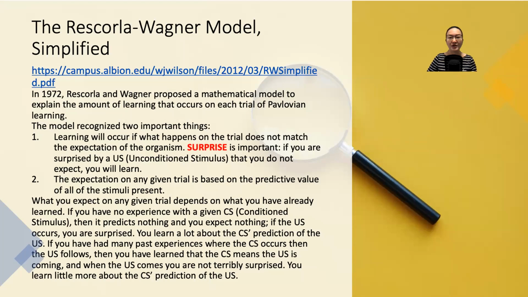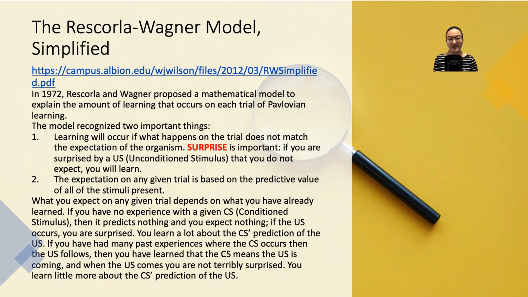The Rescorla-Wagner model simplified. In 1972, Rescorla and Wagner proposed a mathematical model to explain the amount of learning that occurs on each trial in Pavlovian learning. This model recognized two important things. First, learning will occur if what happens on the trial does not match the expectation of the organism. Surprise is important. If you are surprised by a US, or unconditioned stimulus, that you do not expect, you will learn. Secondly, this expectation on any given trial is based on the predictive value of all of the stimuli present.